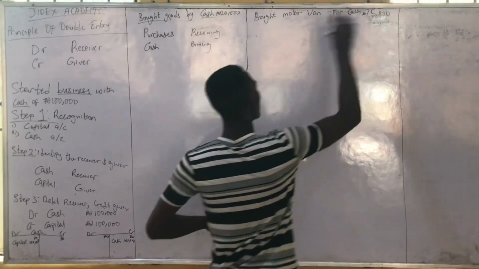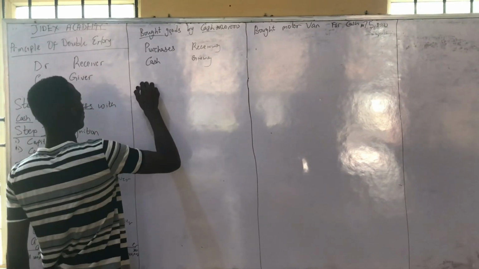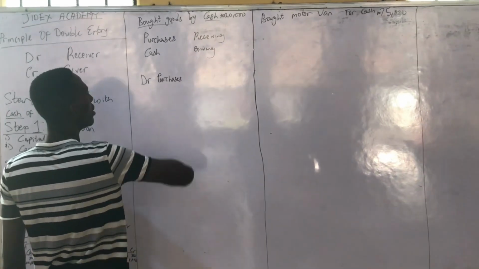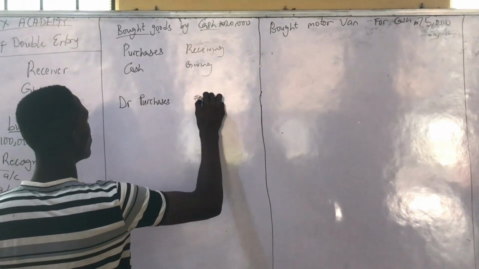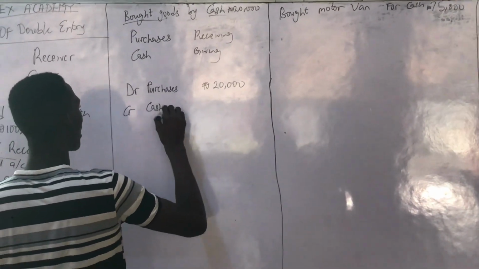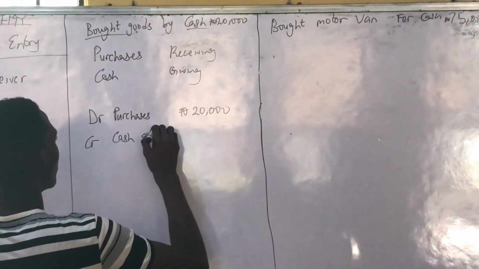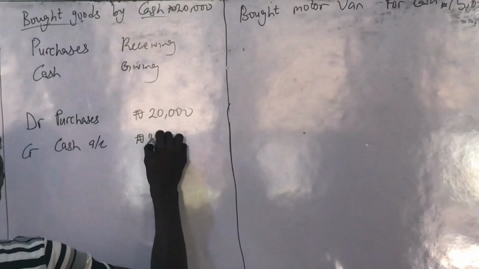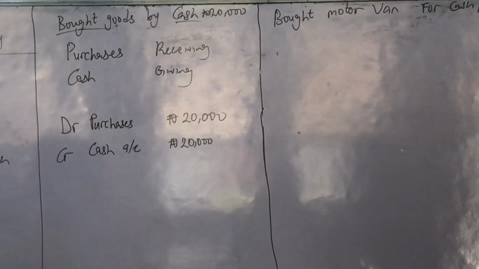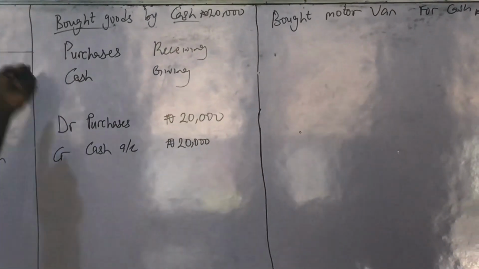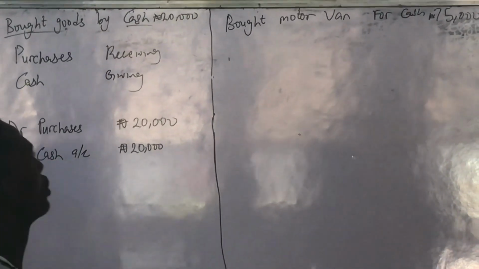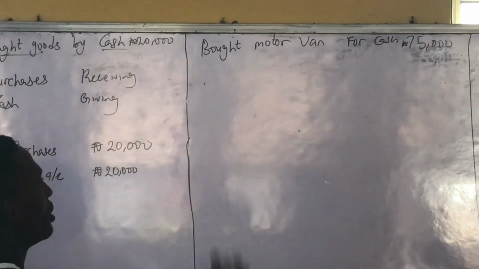75,000 naira. So I'll be going into this, but before I move on, you debit what? Purchases, with the amount 20,000. Then you credit what? Cash account, with 20,000. Why? Because purchases account and cash account are the ones involved in this transaction. Then I debit the receiver and credit the giver with the same amount. Hope you guys understand. So I think I'll be stopping it with this motor van.